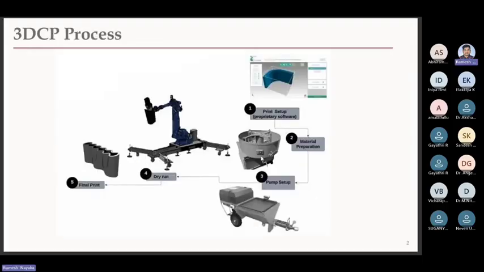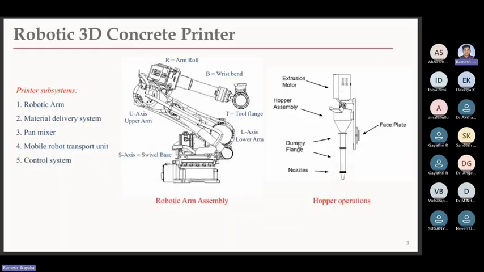The second one is the material delivery system. In the material delivery system, this mixer, pump, and this hopper complete the operation. So we can see that it is attached there. And this is the nozzle. We have a circular nozzle with a diameter from 20 mm to 50 mm. Then the robot transport unit: the entire robot stands on this track. The track is about 2.9 meters.